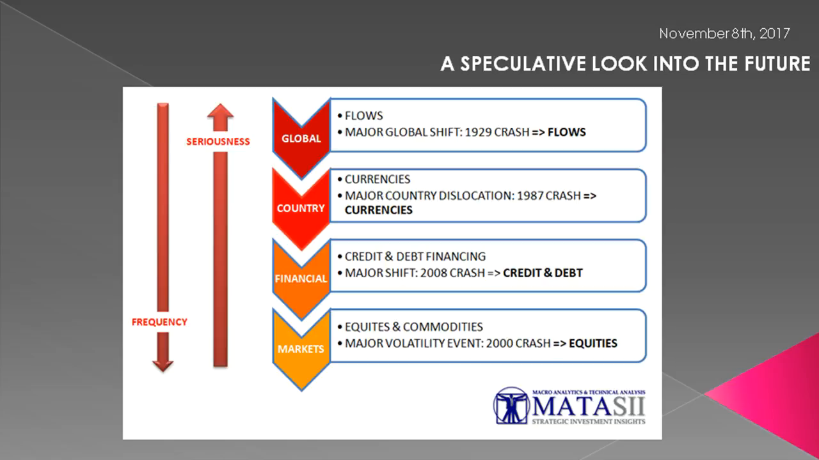The 20% one-day crash of 1987 was primarily a U.S. dollar currency-driven action, which spilled over into debt, credit, and equity markets. A major shift in debt and credit associated with the U.S. housing industry resulted in the 2007-2008 market crash. A major volatility event associated with technology stocks in 2000 resulted in a dot-com bubble implosion, taking U.S. equity markets along with it to a significant degree.